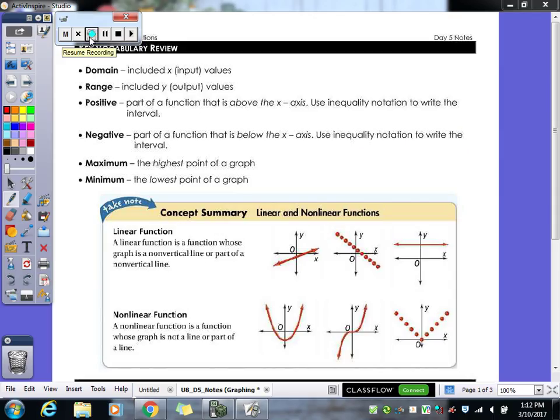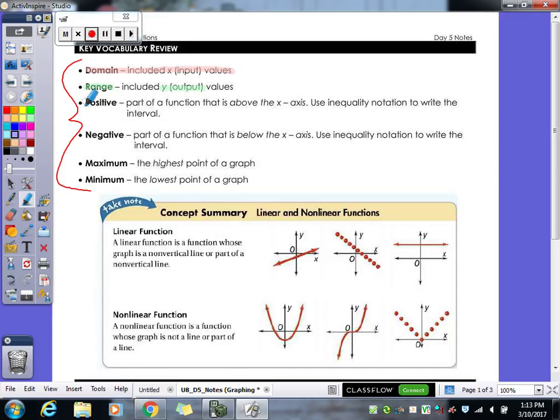Right, so let's take a look at our notes here. This whole top part right here is just going through some vocabulary that we've already gone through before, but trying to reinforce to you the importance of it. You got to make sure you know these words. When I say that word domain, you got to know that that means my x values, also known as your input values sometimes. Your range is your y values, also known as your output values.